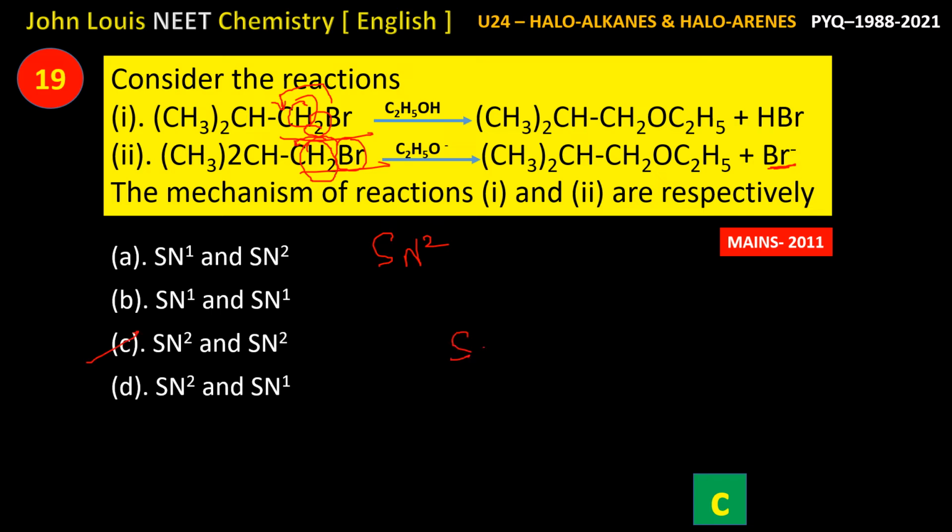Moreover, if it were an SN1 reaction, an intermediate carbocation would have formed. Here the carbocation is not shown, and the reaction is shown taking place in a single step. Therefore it could be only SN2 reaction. Hope you understood it clearly.